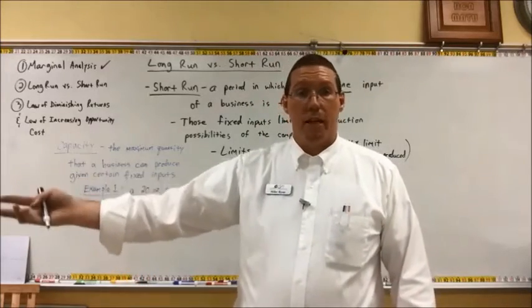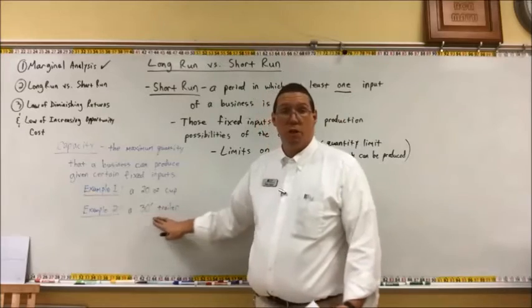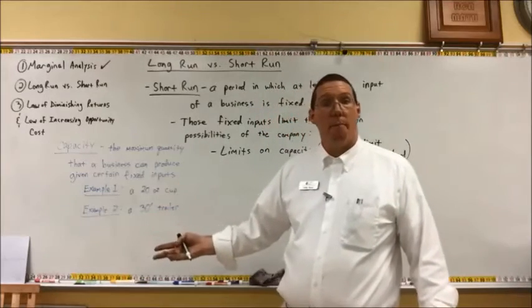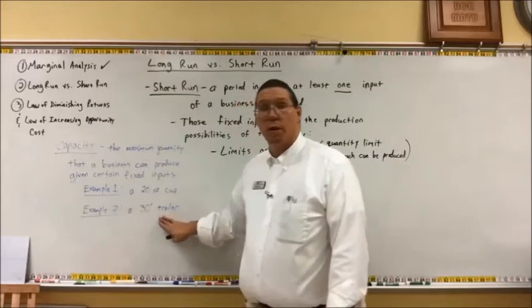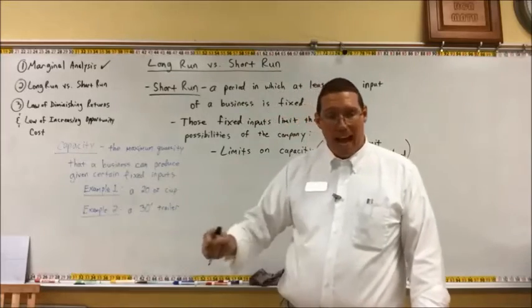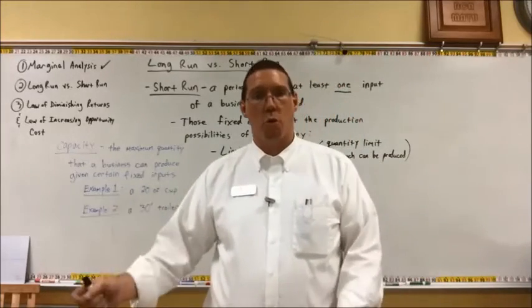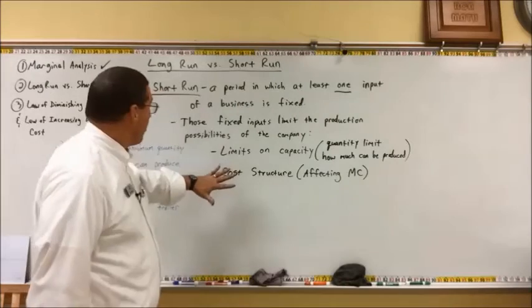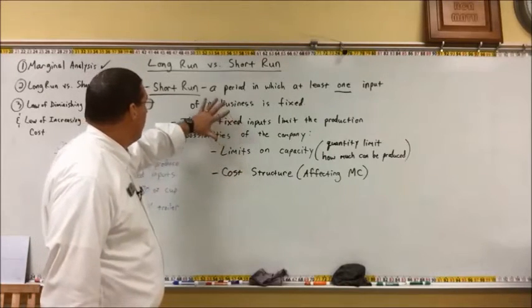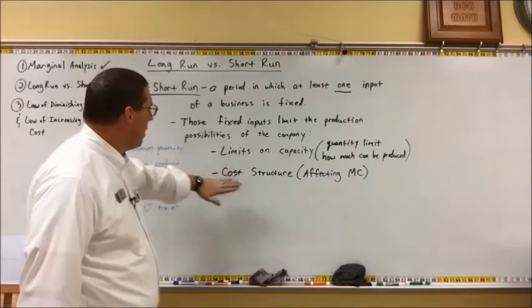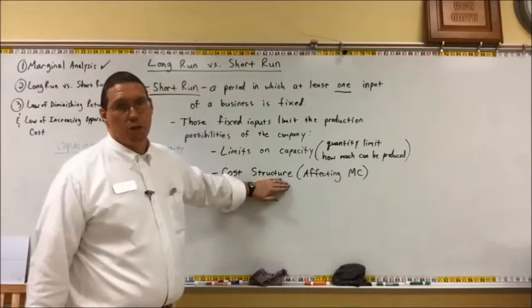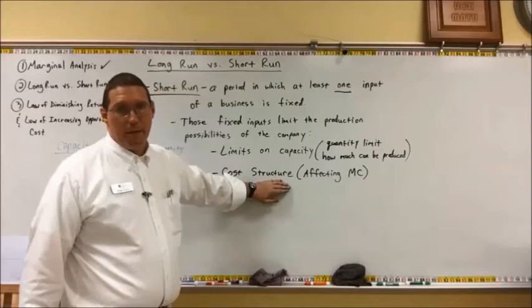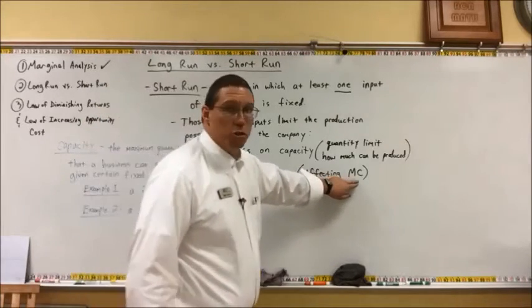Later, let's say a couple years later, they could buy a 52-foot trailer and then they can fit a lot more. But if all they have is a 30-foot trailer, they're limited on the capacity of what they can store or transport. Okay, the second limitation that a business has in the short run is that their cost structure is limited, and that affects their marginal cost.